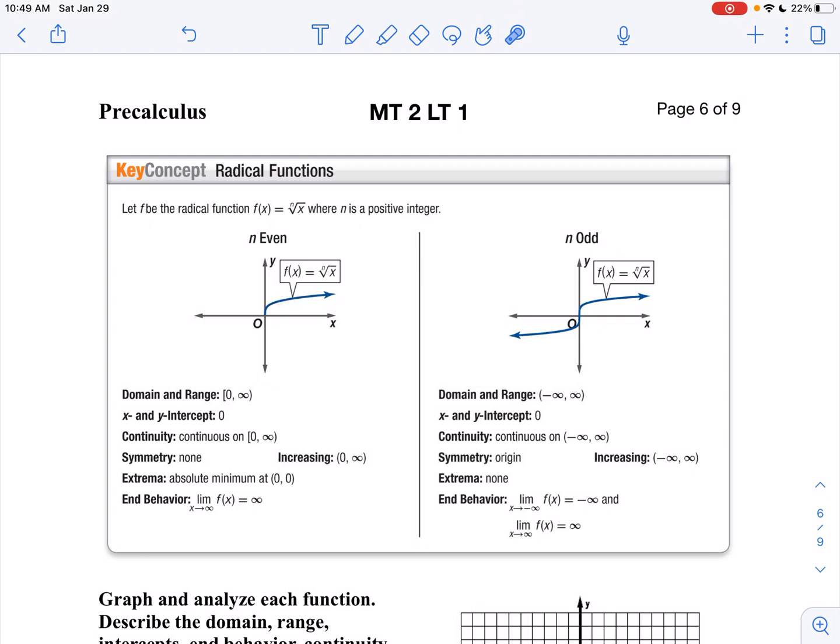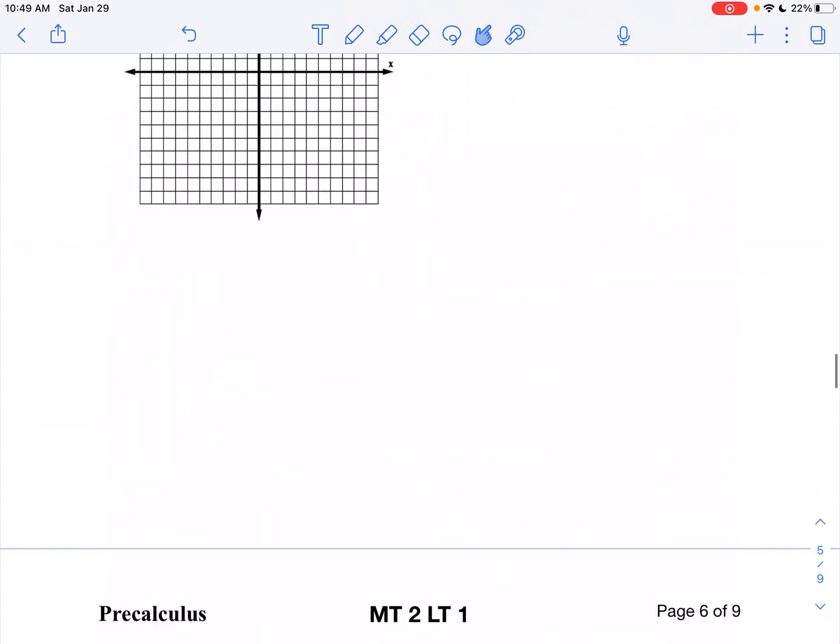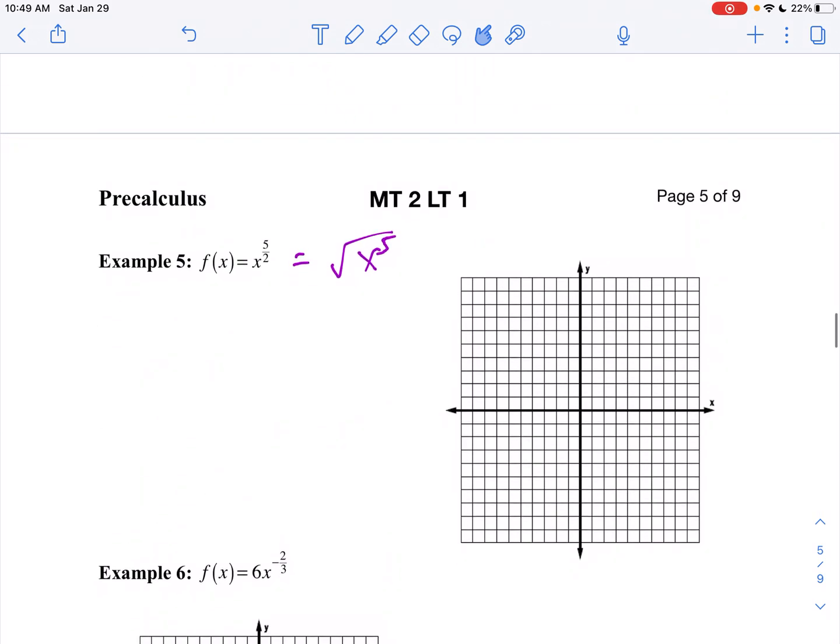And once again, it all depends on if your radical is an even power or if your radical is an odd power. Okay, so if our radical is an even power, then it goes towards positive infinity. And if it's an odd power, then it's symmetric about the origin. So if we take a look here on this question, we've got x to the 5th power. So in other words, it's not defined for negatives. And then because it's x to the 5th, I know it's rising rather quickly. So there's our radical function.